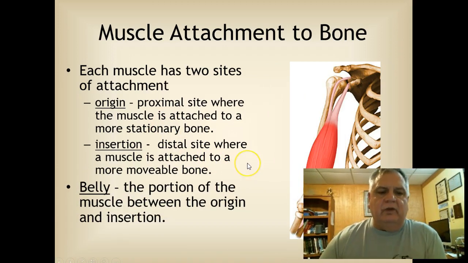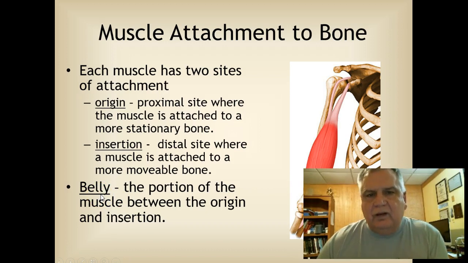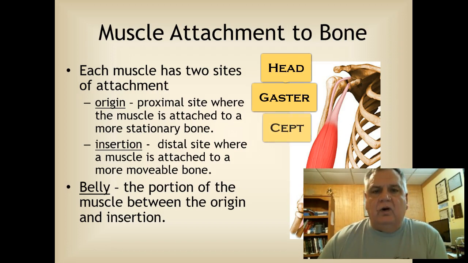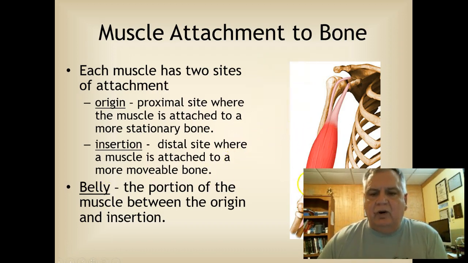All right, next up, between the origin and insertion, we have the portion of the muscle which is the thickest part of the muscle, and it's referred to as the belly. Now you might want to write this down. It comes by some other names as well. It can be called the head. It can be called the gaster, G-A-S-T-E-R, or it could be called the venter. Venter, belly, head, gaster all mean the same thing. It's this thick part of the muscle between the origin and insertion of the muscle.